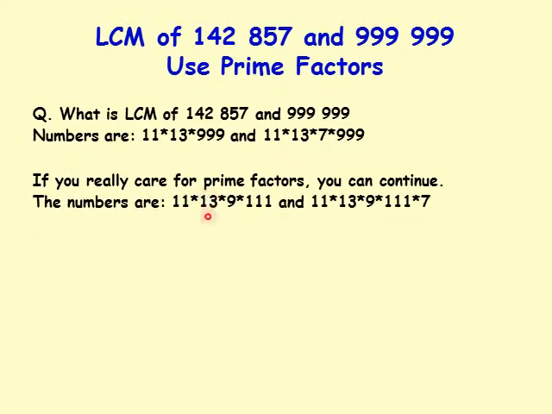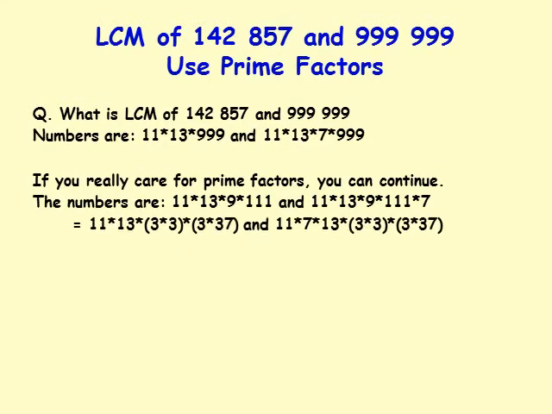So 11 times 13, and 999 is 9 times 111, and 9 times 111 again. I move the 7 to the right, which is not common. I just move the common factors to the beginning here. Let's continue. So 11 times 13, 9 is 3 times 3, and 111 is 3 times 37. And the second number has this 11 and the 7 here, 11 times 13 times 3 times 3, and 3 times 37.